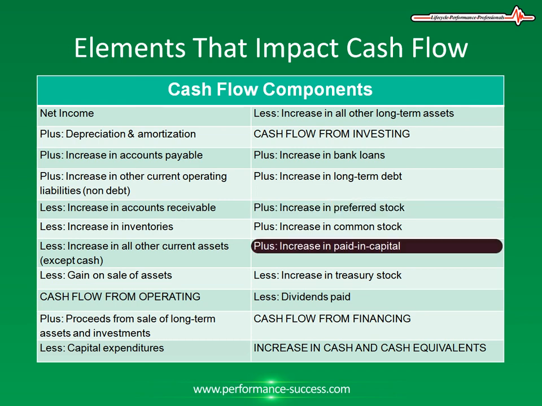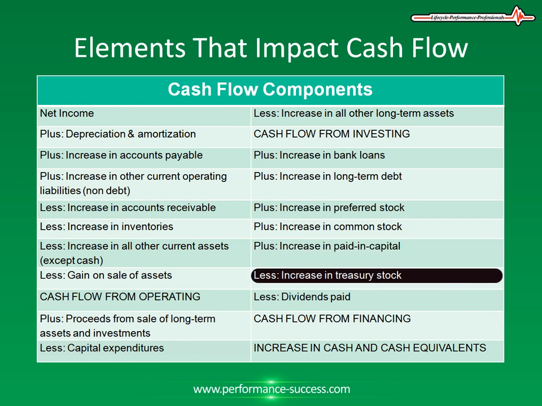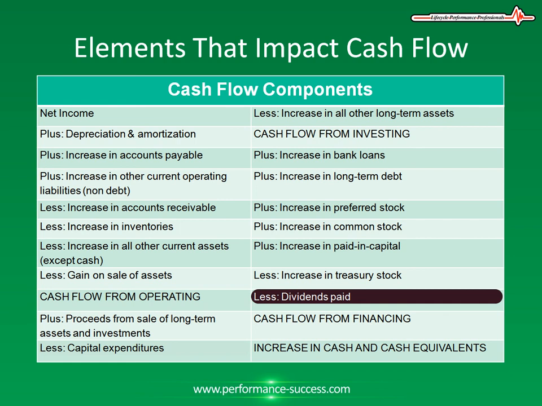You have increase in paid-in capital. This also is an addition to your cash flow because this is net capital raised from issuing new and preferred common shares. Next, you have increase in treasury stock. This normally lowers your cash flow because these are payments for repurchasing common stock. Next, you have dividends paid. Of course, with the words paid, you can assume this is going to lower your cash flow. So again, this is a payment to preferred and common shareholders.